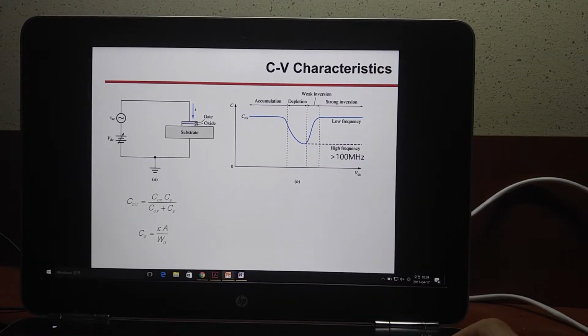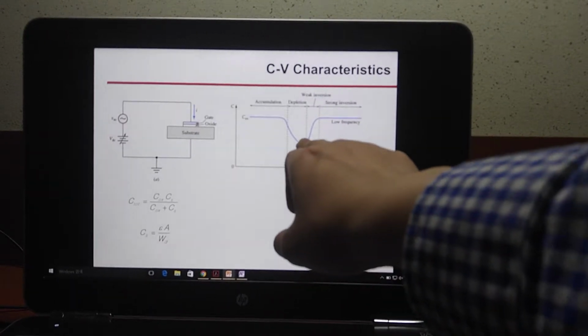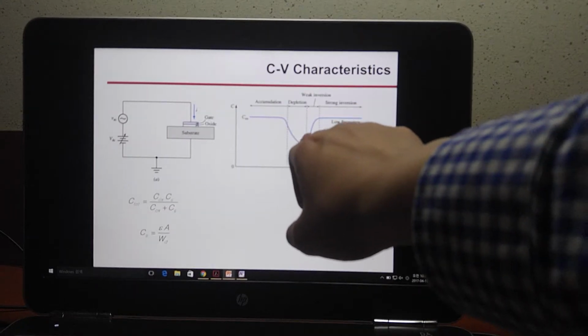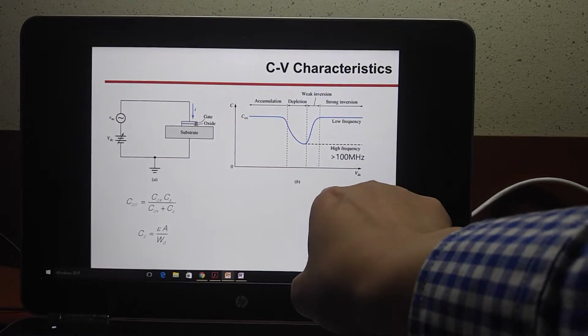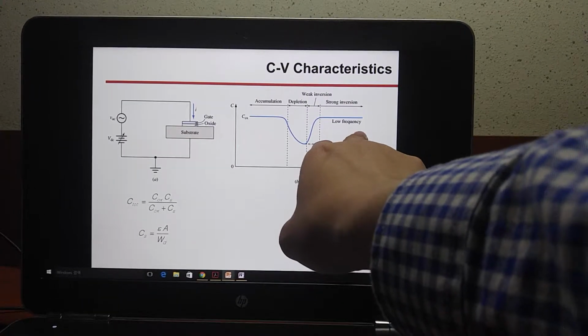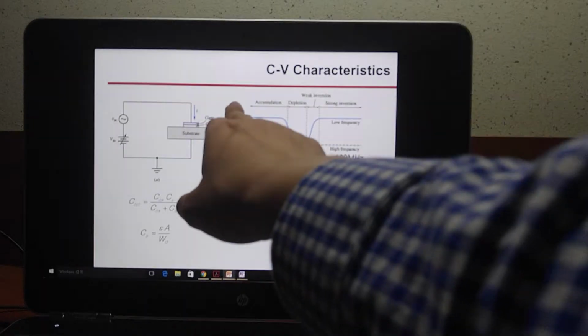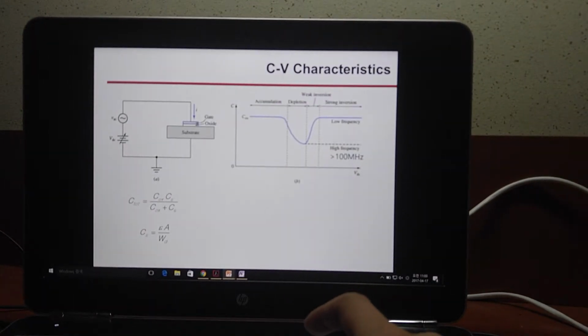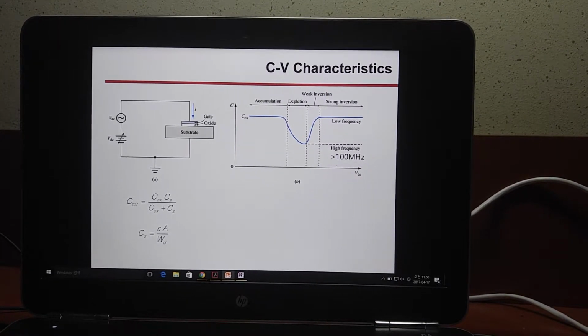And inversion state is divided into weak inversion and strong inversion. Weak inversion increases linearly, and strong inversion looks like a saturation region in the IV diagram, but it's not the same as saturation because the parameter on the y-axis is capacitance, and the voltage is also not the same as in the IV characteristic.